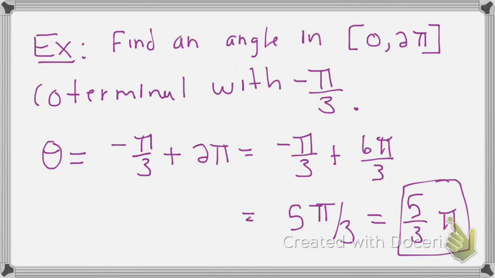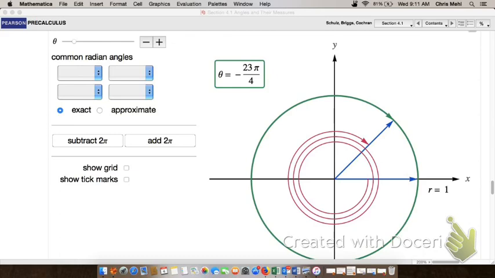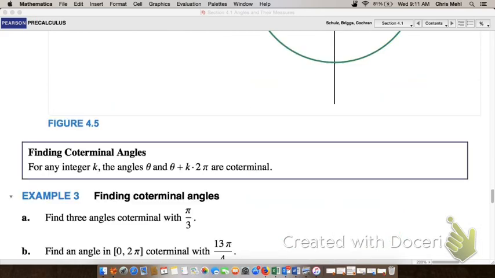One more comment. If I go back to the textbook and come down here, in general, what I did in that previous example is we took our given angle and added one complete rotation to get a coterminal angle in the given interval. But really, for any integer k, a given angle theta is going to be coterminal with that given angle theta plus any multiple of 2 pi. So the integer k is just telling you how many times you're rotating and in what direction.